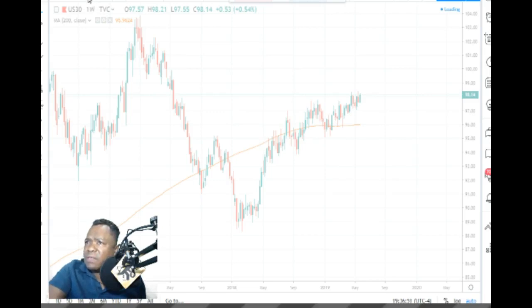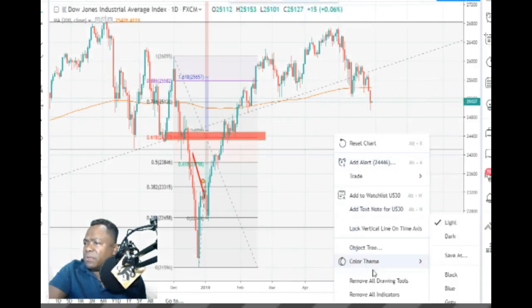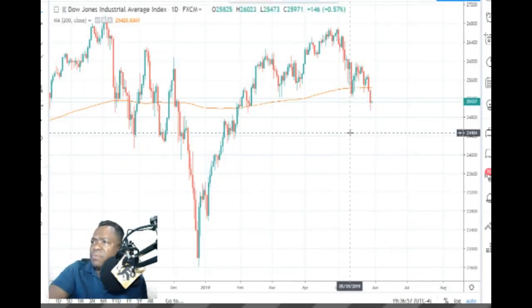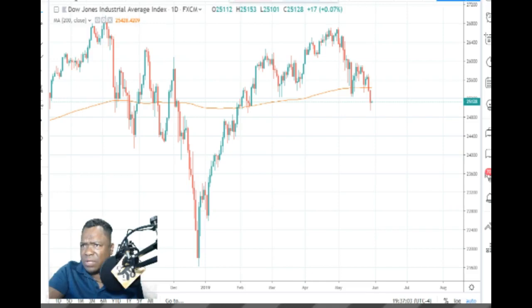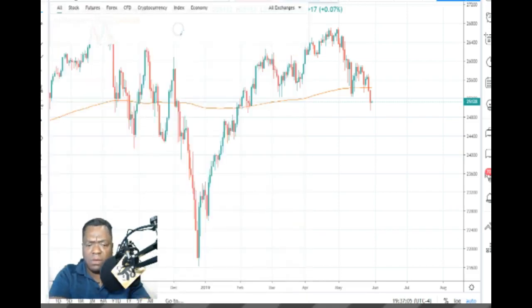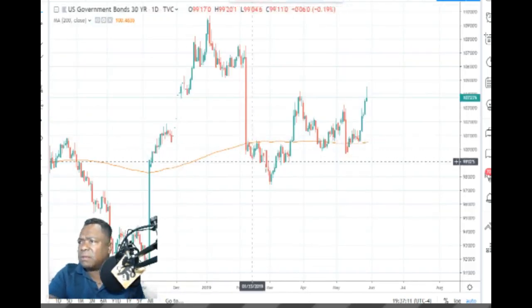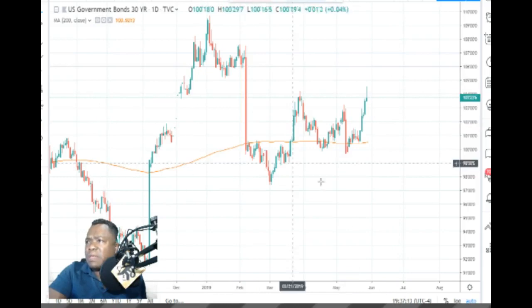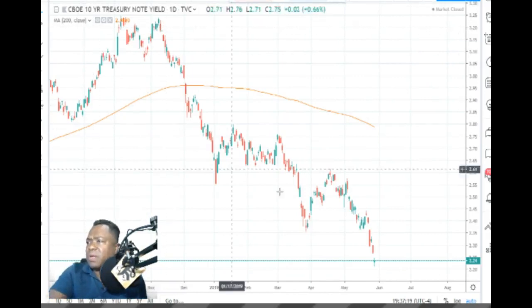And let's see if we should get this going here, and remove all these drawing tools. But you can see yields are falling. This is the U.S. government 30-year bond, US 30, right? Okay, there we go. The price is going up. With the TNX, there you go.